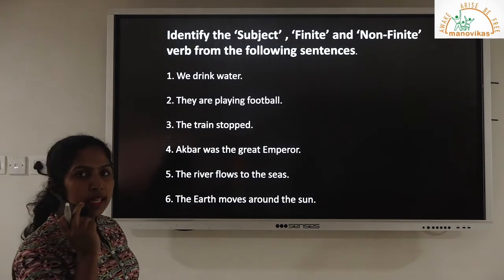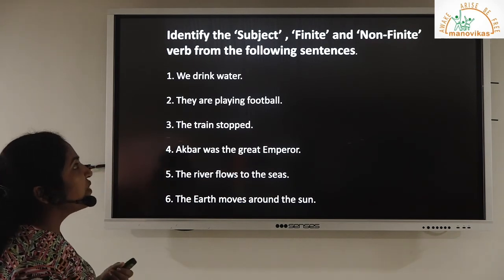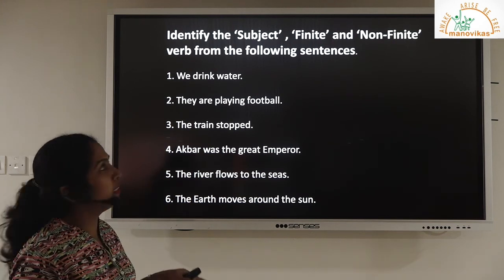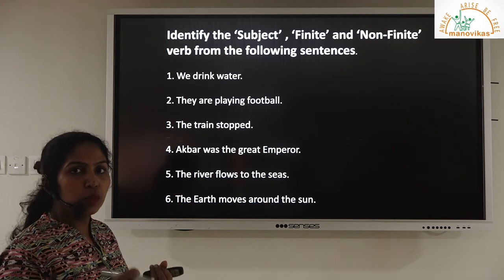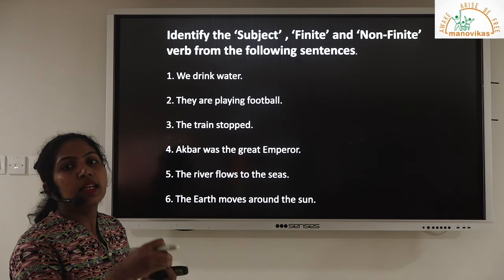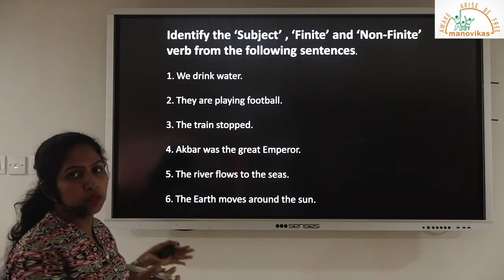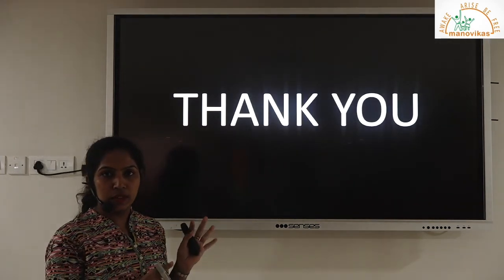The second exercise for you is to identify the subject, the finite and non-finite verb from the following sentences. I've given you 6 sentences. Find out what is the subject, what is the helping verb in the sentence, what is the finite verb, the non-finite verb.